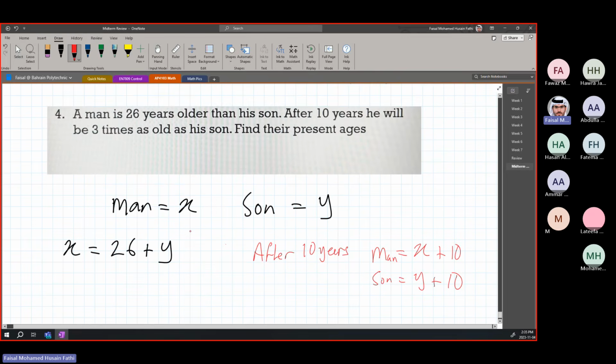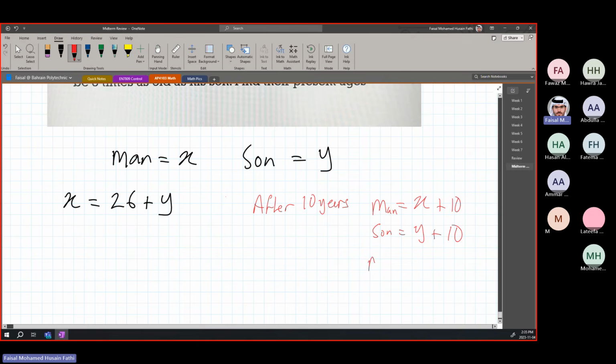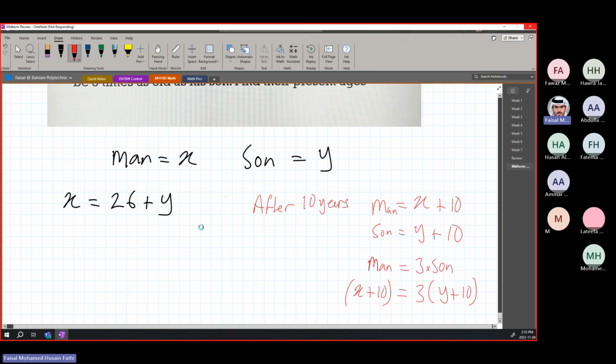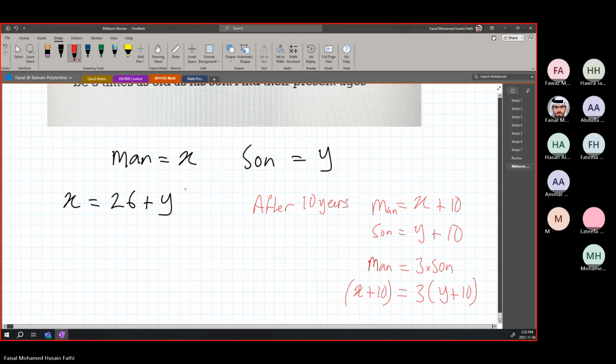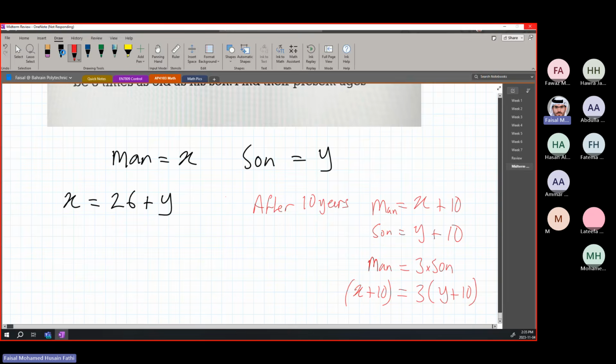Now it says that after 10 years the man will be 3 times as old as his son. So the man after 10 years is going to be 3 times his son after 10 years. If we substitute x and y, x plus 10 for the man equals 3 times y plus 10 for the son, because this is after 10 years. And this is your second equation. Now we have two simultaneous equations and we can solve them.